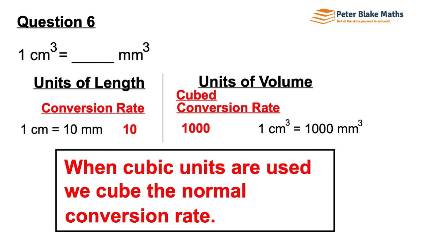When cubic units are used, we must be careful to cube the normal conversion rate. We've got a conversion rate here of 1,000, so 1 centimetre cubed contains 1,000 millimetres cubed.